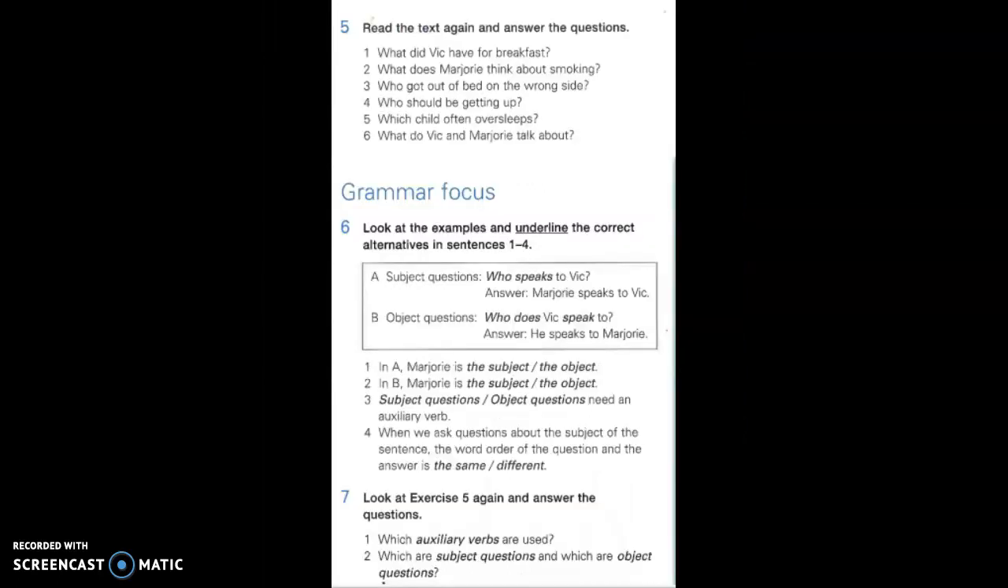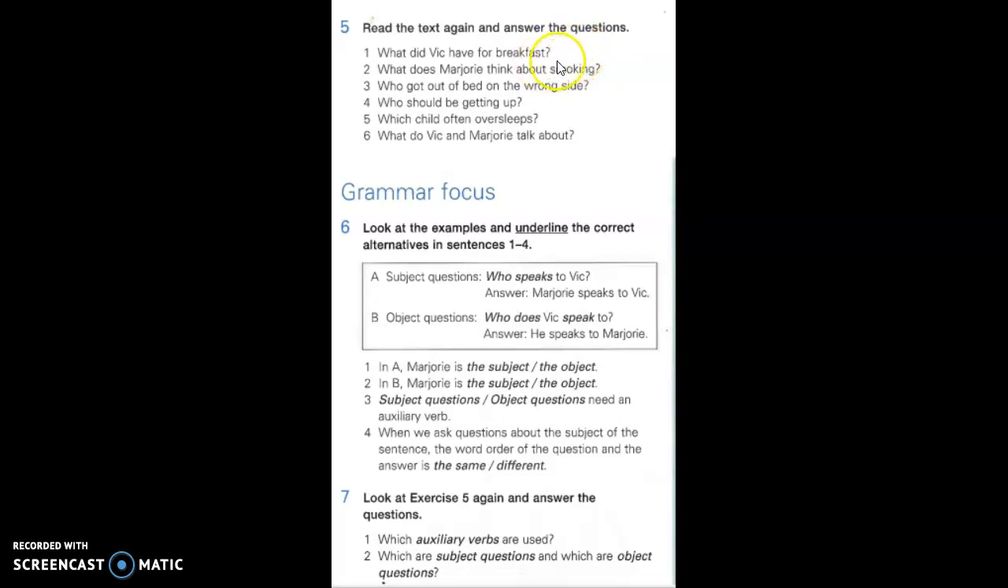The questions check that the students have understood the meaning and the form of the questions. And so now they can move on to exercise 7, where they go back to the questions from the reading in exercise 5, and they answer these 2 questions in exercise 7. Which auxiliary verbs are used? Okay, and then number 2, which are subject questions and which are object questions?